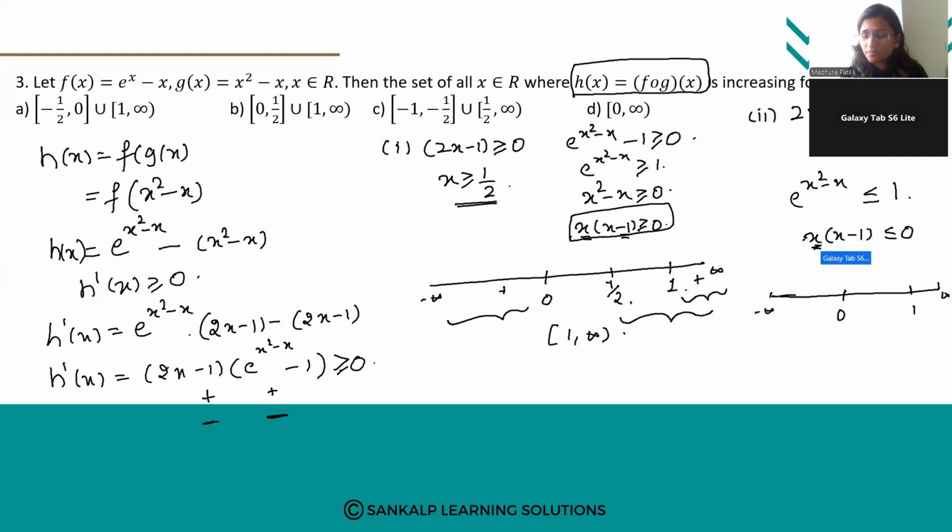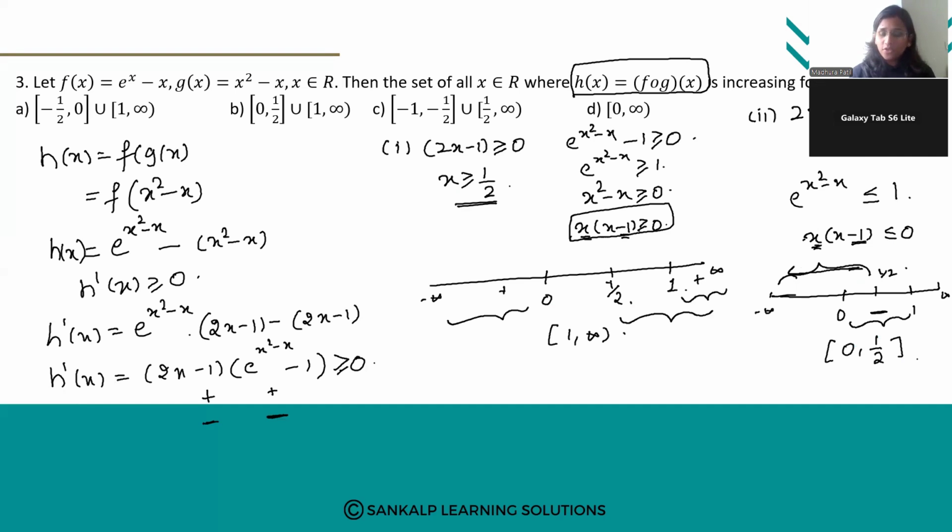Now this product has to be negative. Where is it negative? In 0 to 1 it is negative, as we just found out, and 1 to infinity it is positive, and on the other side it is positive. Also, we have to check the intersection with x less than or equal to 1 by 2. So clearly, the intersection of both solutions is 0 to 1 by 2.